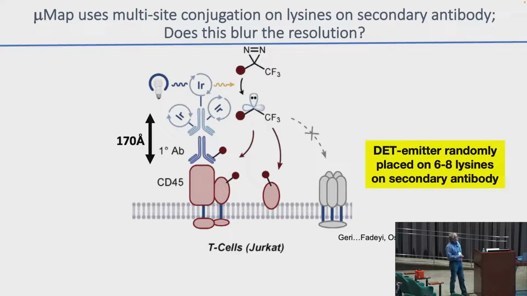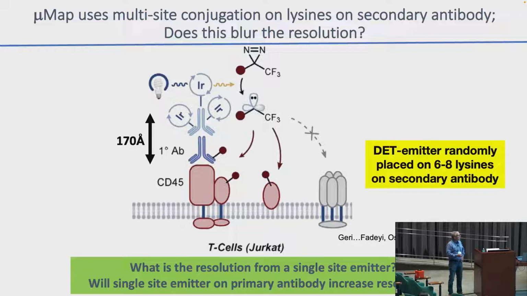Moreover, they used amine labeling to put these emitters on, and they typically have 6 to 8 lysines that are modified, and that labeling is random. There are 50 lysines or so on an antibody, so you can imagine 6 to 8 sites. The heterogeneity of that is going to blur the resolution.